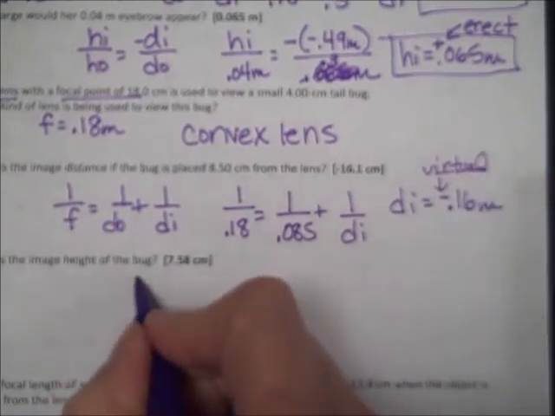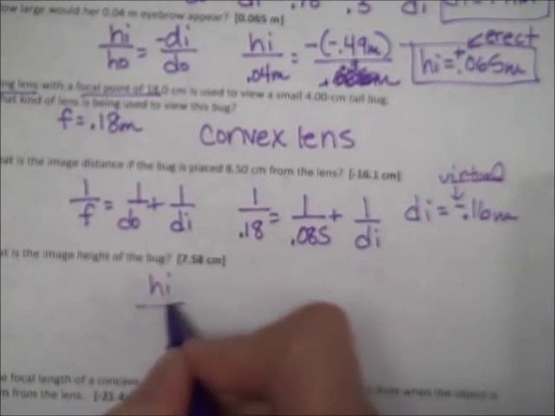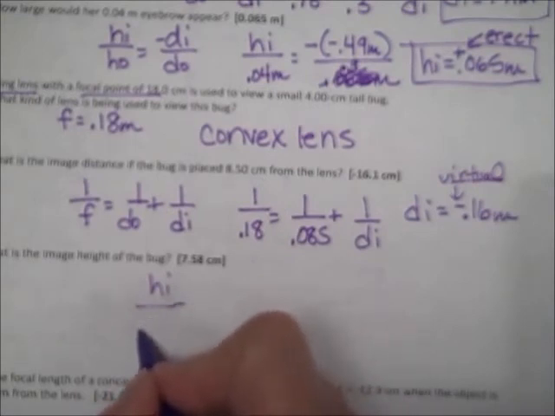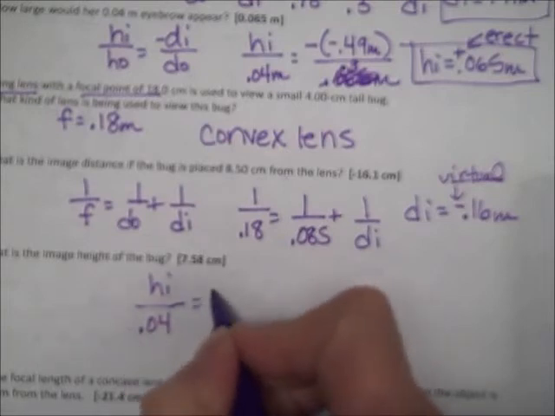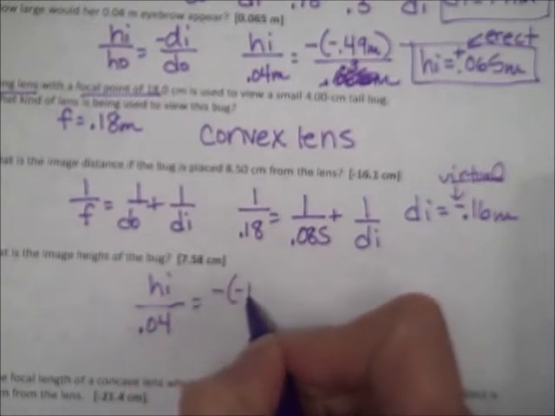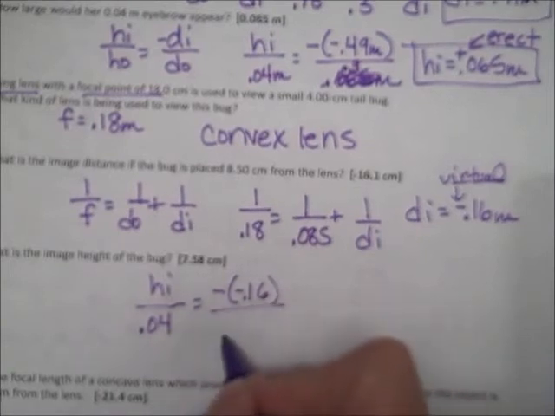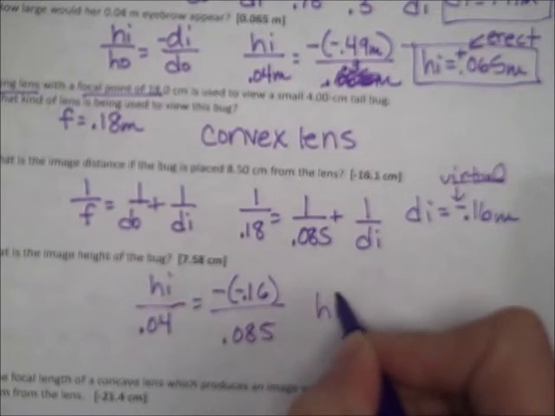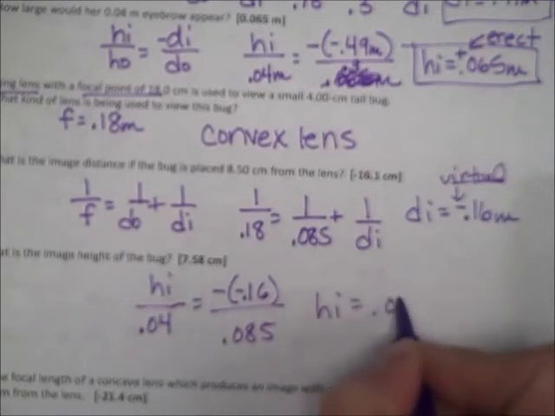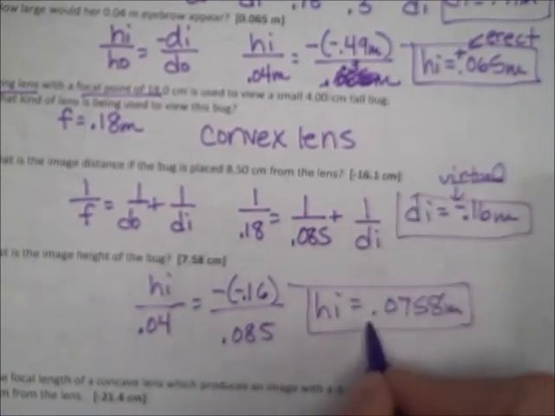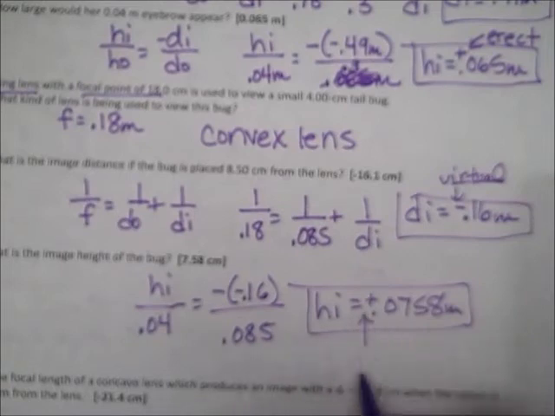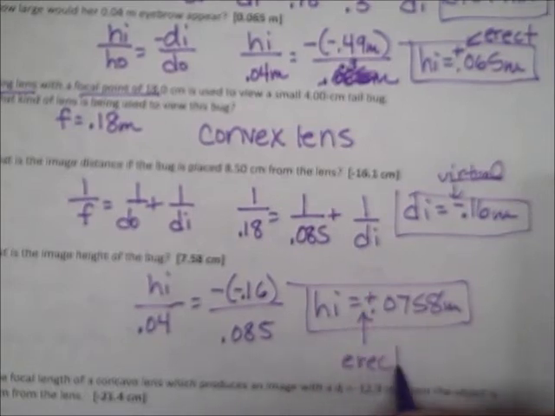What's the image height? If we did hi is to ho, which if it was 4 centimeters tall, that'd be 0.04 meters, as negative di is to do. We get an image height to be 0.0758 meters. And the fact that this is a positive number means that this is erect.